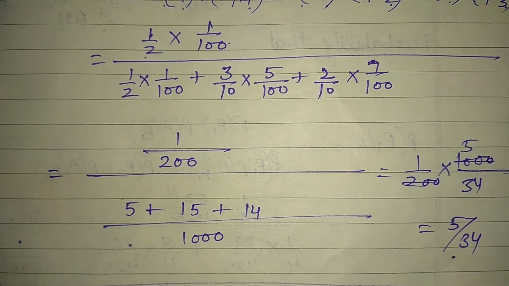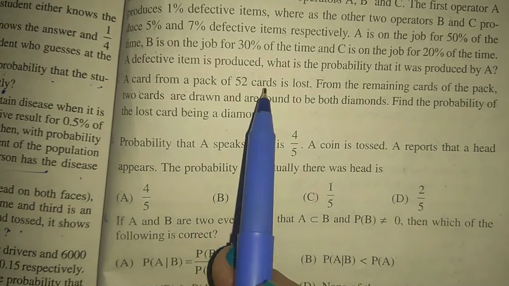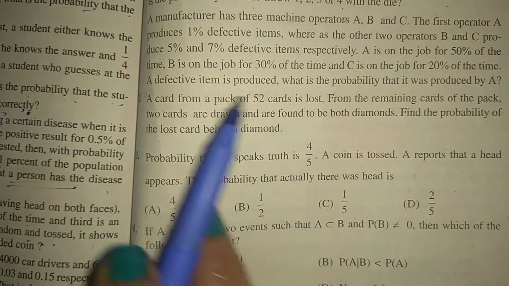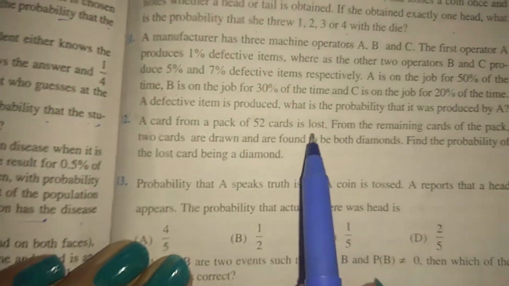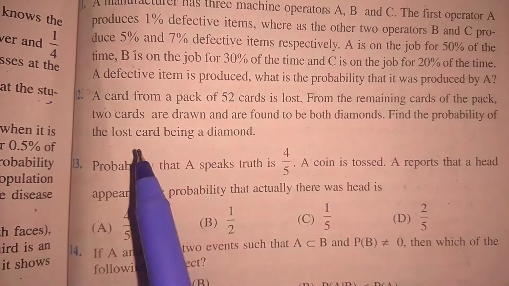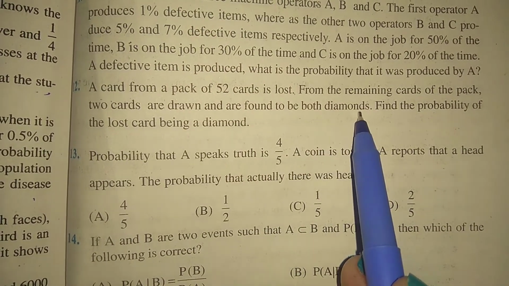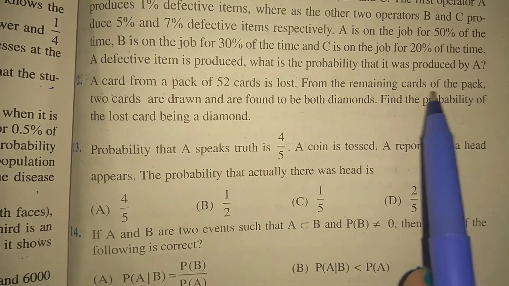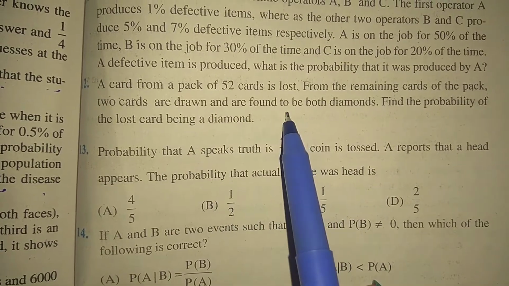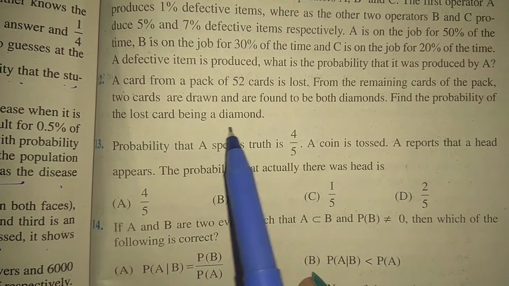Okay. Now come to the next question. 12th question. A card from a pack of 52 cards is lost. From the remaining cards of the pack, 2 cards are drawn and are found to be both diamonds. Okay, we have to take out 2 cards and both are diamond. Find the probability that the lost card being a diamond.